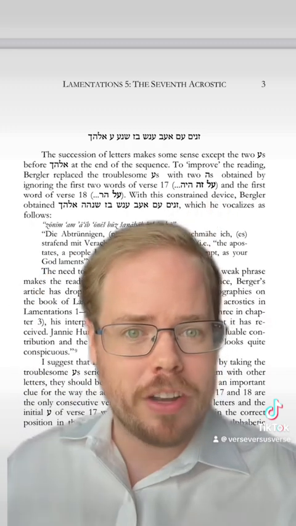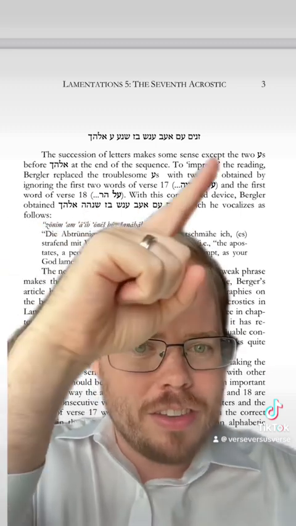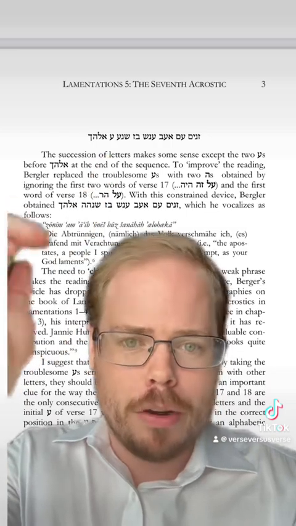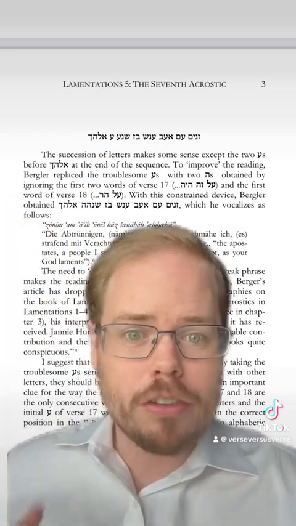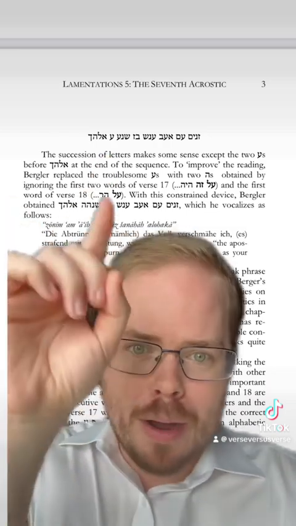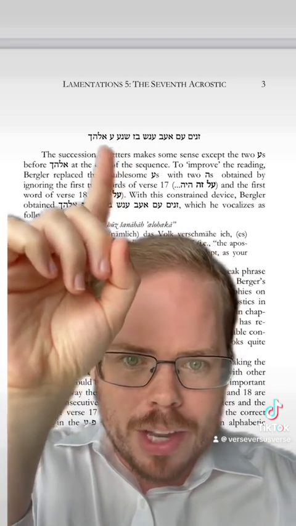Now, when Bergler did it, he used the most intuitive method, which is just take the first letter of each verse, put them all back to back like we had been for the previous 4 chapters, and you get this message up here, which is kind of gibberish. Now, the reason it's gibberish, it almost spells something out, but the problem is you have these 2 ayins right here. These 2 little Y-looking letters. Those don't work with the message.